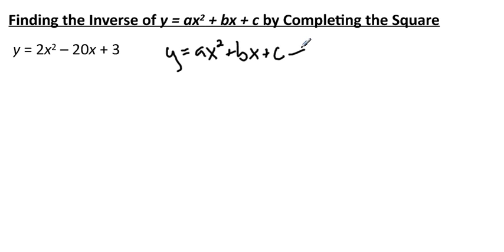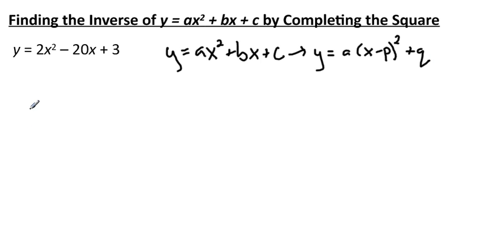What we want to do first to complete the square is change this to the form y equals a times x minus p squared plus q. Once we've done that, then we can find the inverse. The first thing we want to do is factor out this a value. The a value in front of the ax squared will eventually become this a value here. This 3 at the end will eventually become part of the q.